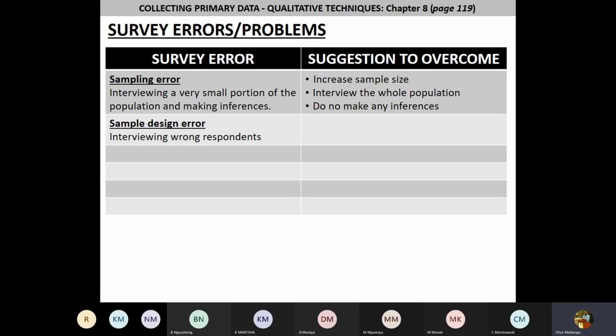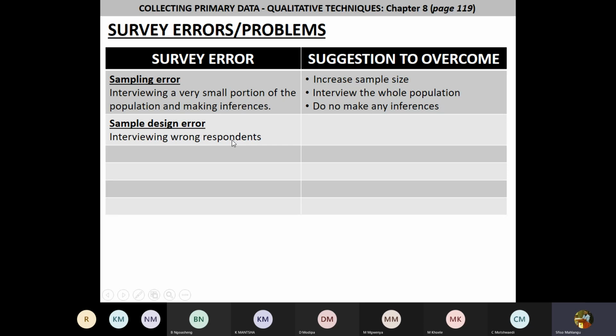Sample design error, you will see on the next page, page 134. Simple design error, in simple words, is interviewing wrong respondents. So instead of interviewing teenagers, maybe we interview someone who's actually older than the teenage age, or instead of interviewing students, we interview someone who was on campus but was not a registered student. So interviewing the wrong respondents, how can we avoid that?